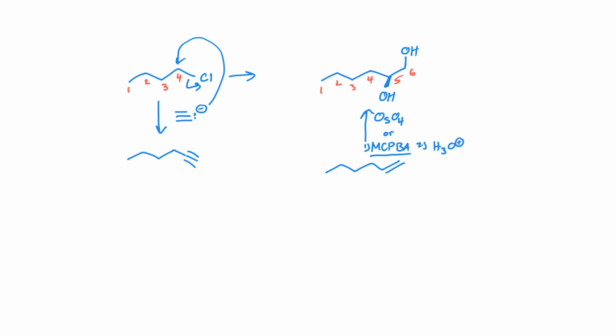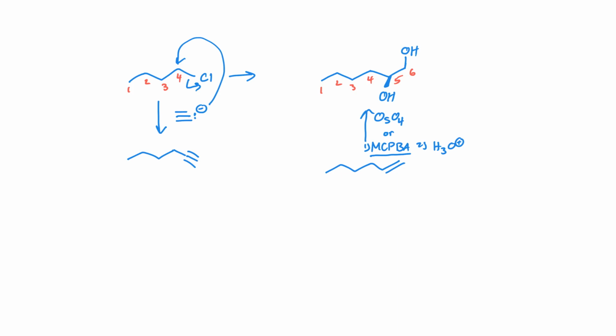And in this case, I can't tell that these OHs are syn or anti because there's no stereochemistry at carbon 6. So it doesn't matter which way they were added, whether they were added syn, as in OsO4, or if they're added anti, as in the mCPBA followed by H3O+ workup.